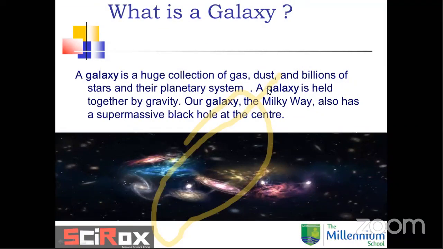What is a galaxy? A galaxy is a huge collection of gas, dust, and billions of stars and their planetary system. A galaxy is held together by gravity. Our galaxy, the Milky Way, also has a supermassive black hole at the center.